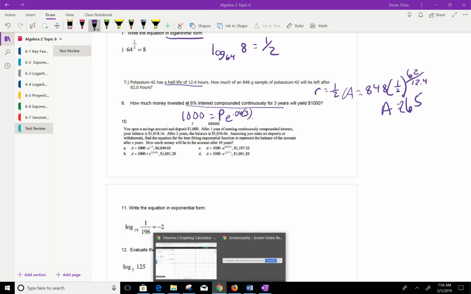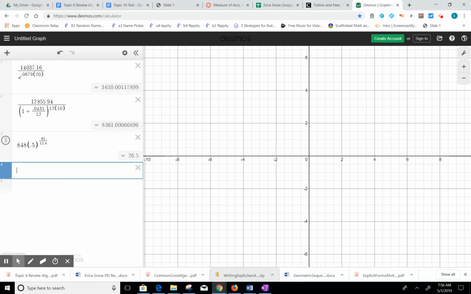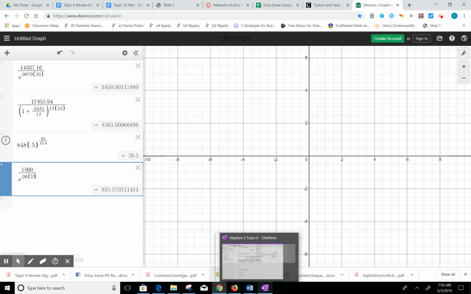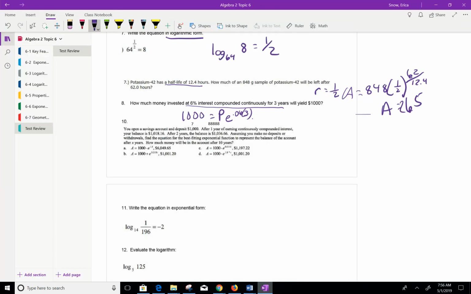So we're going to do, this one will be easy to remember. We do 1,000, division bar first, 1,000 divided by e to the 0.06 times 3. And we get $835.27. So P is 835.27.